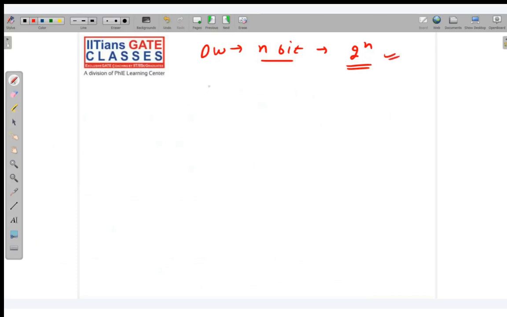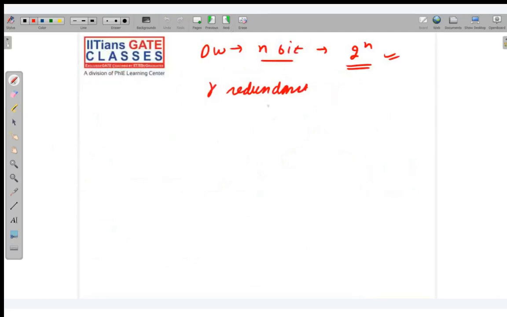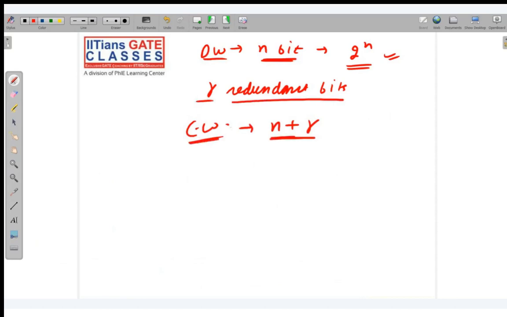Now I am saying that the data word is of say n bits, so 2 power n combinations are possible. Now you have added r redundant bits. For simplicity I have added only one redundant bit, but in real life scenarios we will add multiple bits. So what will be the code word length? n plus r. Data is n bits, r redundant bits are added, so the code word will be of n plus r bits.